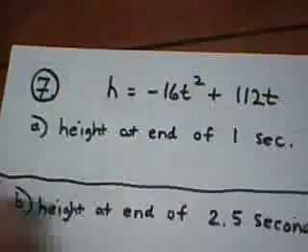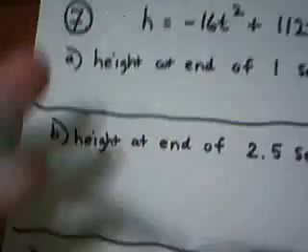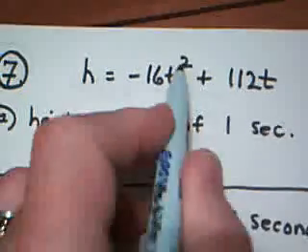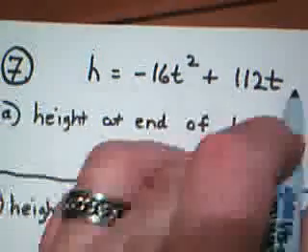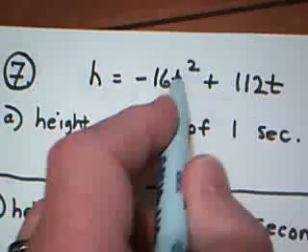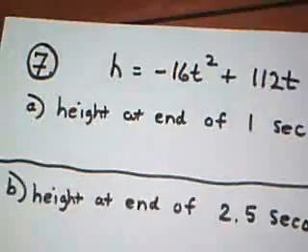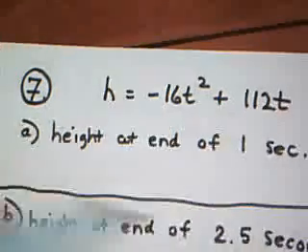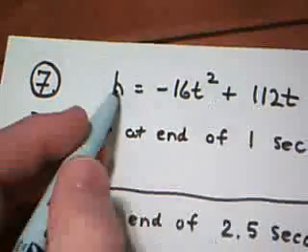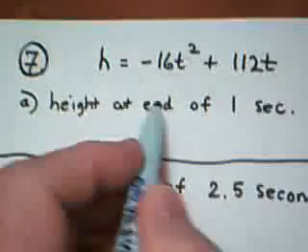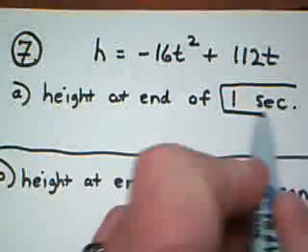Alright, we have the function h, or another way to say it, h of t, is equal to the opposite of 16t squared plus 112t. T represents time in seconds, and that's how long the object's been in flight since it's been released, and h is the height of the object above the ground. So the first question says find the height of the object at the end of 1 second.